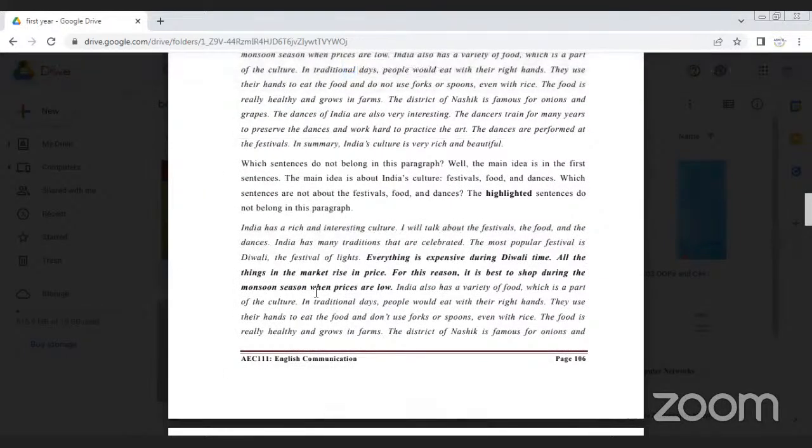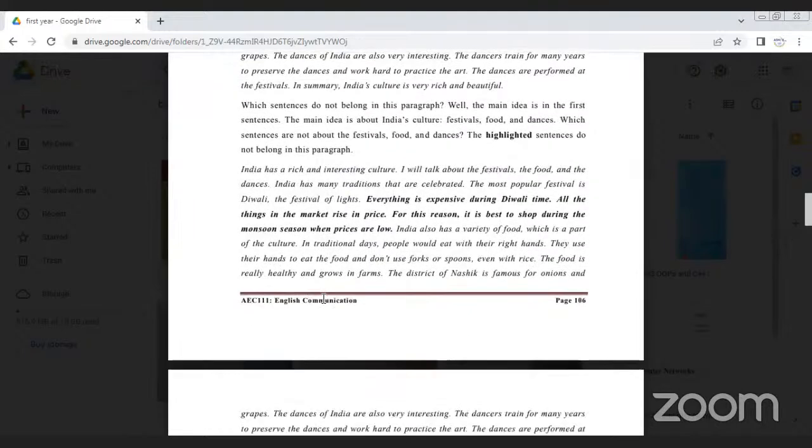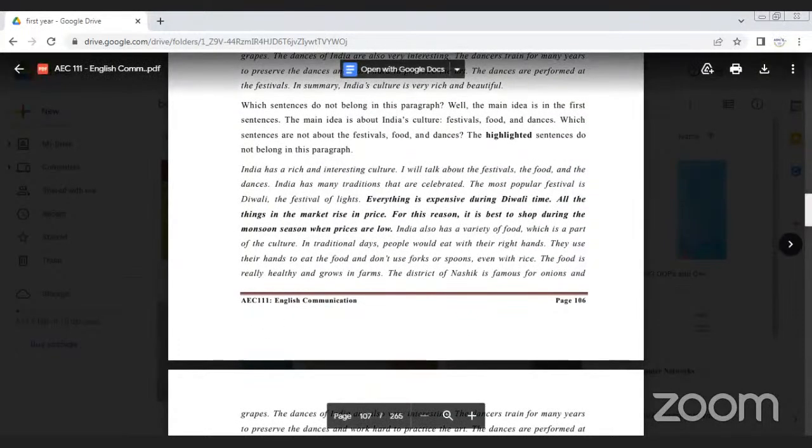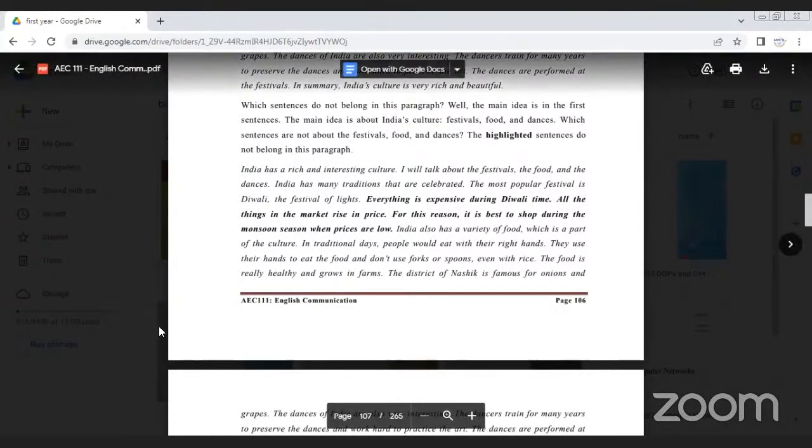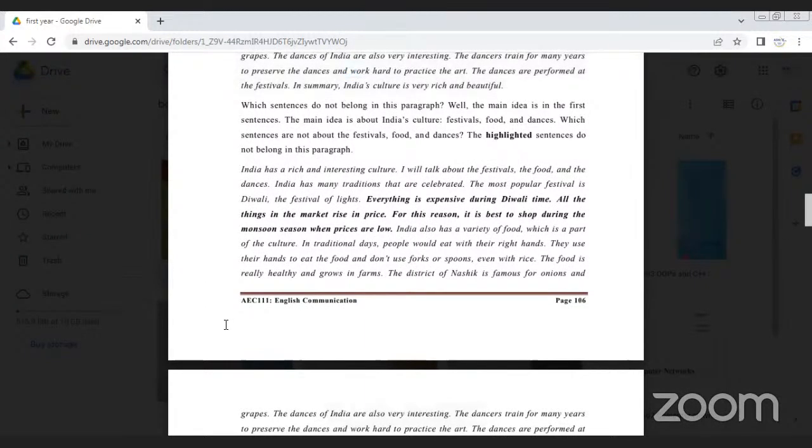The highlighted sentences do not belong in this paragraph. These sentences: everything is expensive during Diwali time. All the things in the market rise in price. For this reason, it is best to shop during the monsoon season when prices are low. These highlighted sentences do not belong in this paragraph.